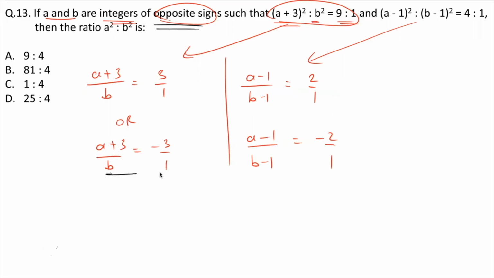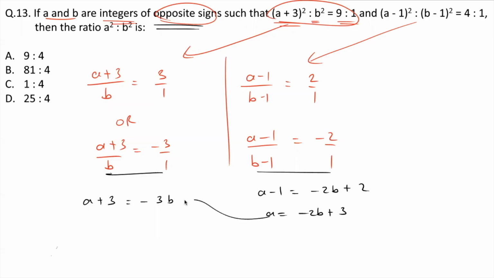And thus, if we look at the last possible combination, we combine these two, we will get a + 3 = -3b. And from here, a - 1 = -2b + 2. So basically, we will get a = -2b + 3. And that's it. We substitute this in the given equation. So -2b + 3 = -3b. So this will give us -b = 6, or b = -6.